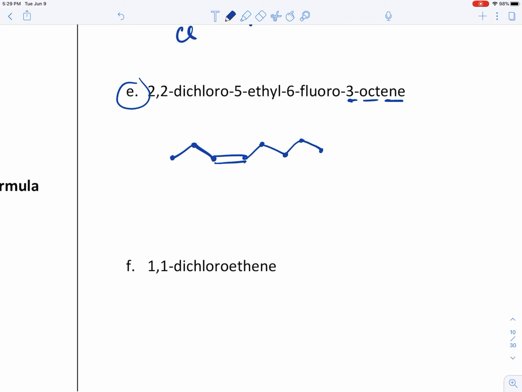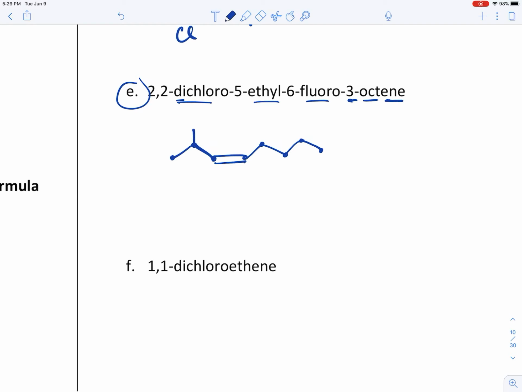Now let's put the branches on. Notice that they're put alphabetically. Chloro comes first, ethyl, and then fluoro. Remember, when you're alphabetizing, you don't look at the prefix di, you just look at chloro. So chloro comes first, then ethyl, then fluoro in the name.